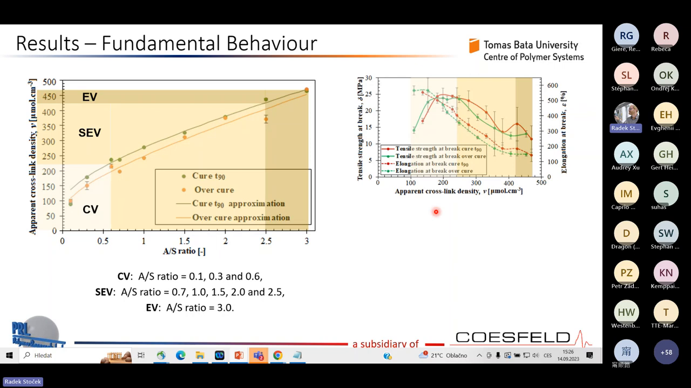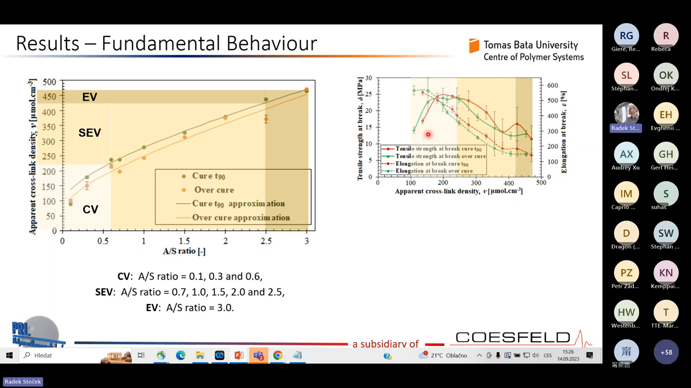Now the data from the fundamental behavior, again associated with the conventional system, semi-efficient and efficient one. What we can see clearly is that here we have the tensile strength and elongation at break.